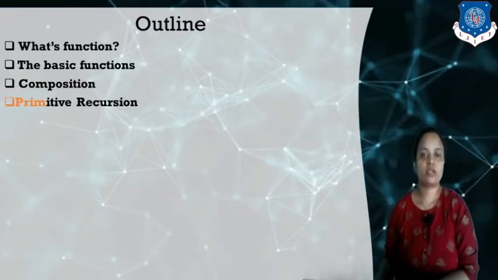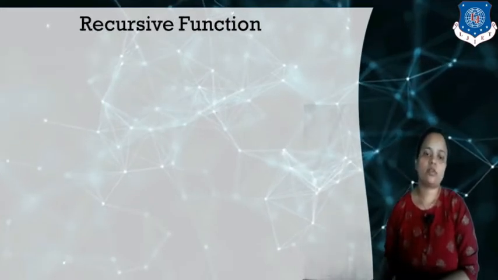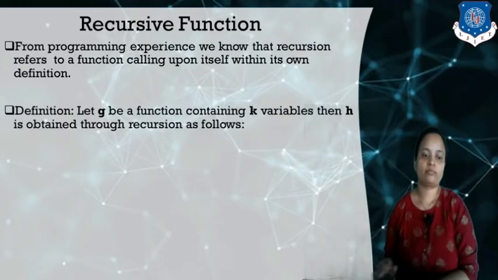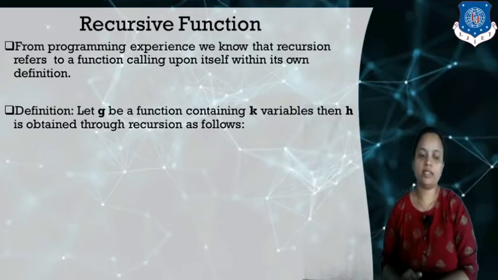In today's lecture we are going to discuss the primitive recursion. Now what is a recursive function? As we already know, recursion means the function calling itself with its own definition. So let me say g is a recursive function containing k variables, then h is the resulting function, which is obtained through the recursion as follows.